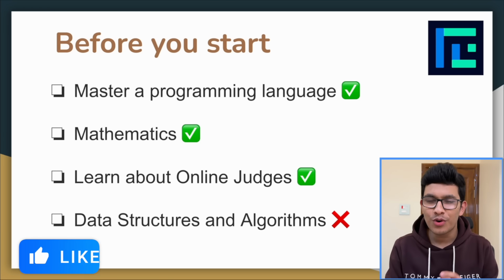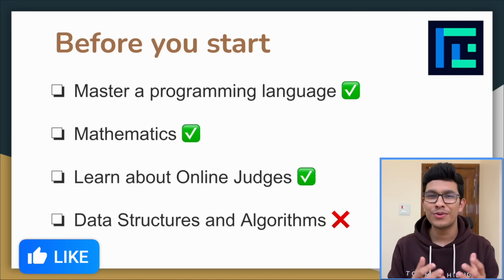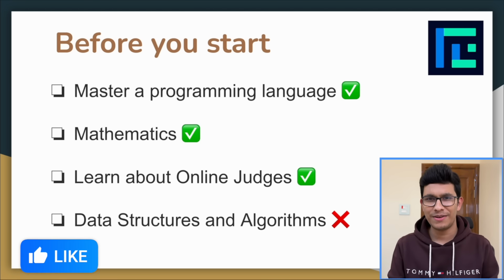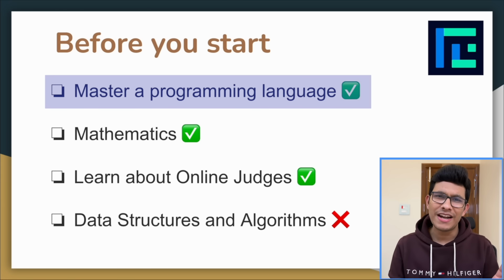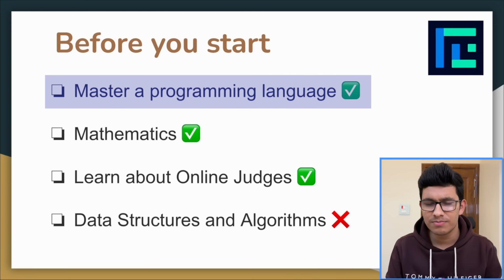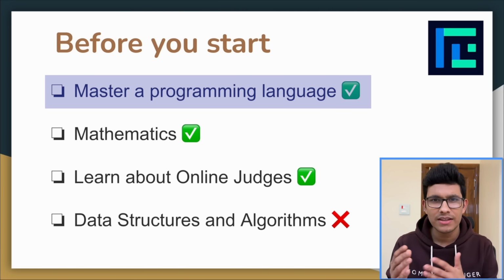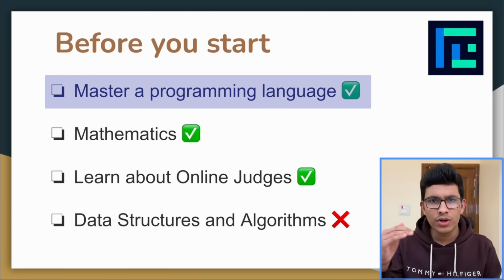So now let's talk about the prerequisites that you need to have before you can actually get started with competitive programming. The very first prerequisite is that you should be familiar with one programming language. It doesn't matter which programming language you choose. I feel that if you're comfortable with any one of the programming languages, you could continue with that.